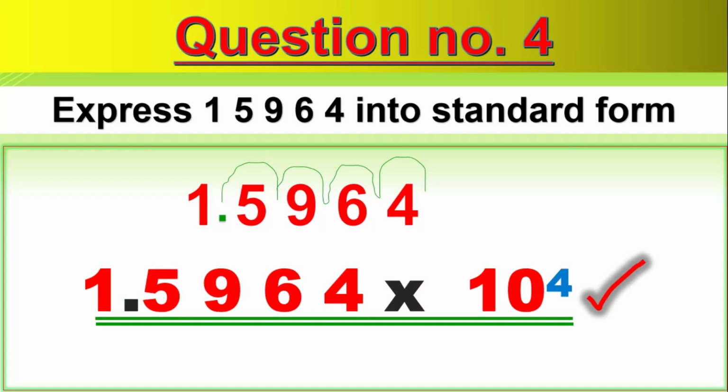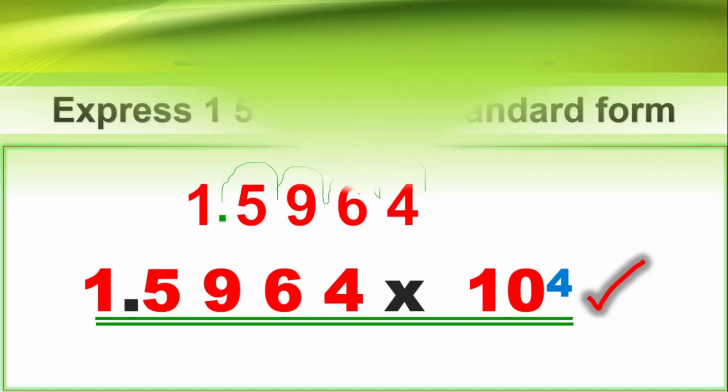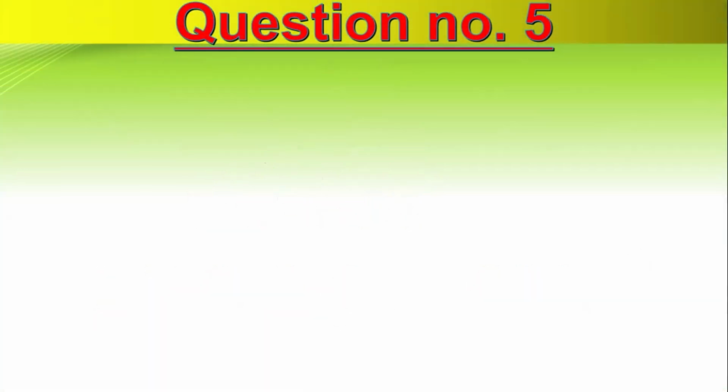You can use other numbers. You change them at your own pace. Change them to standard form. You can change 3,293 into standard form. You can write 1 in standard form, among others. Let's go to the next question, number 5.